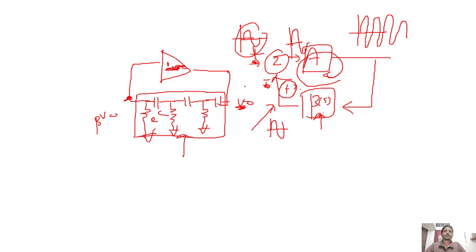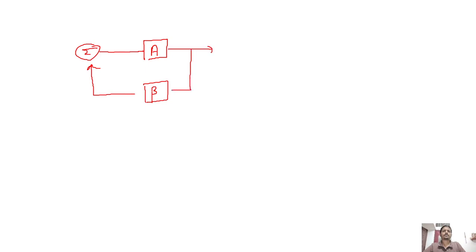Sir, one more thing. Let us take a simple negative feedback with A and beta. A is the forward path gain and beta is the feedback side. And I will draw that feedback, and there is an input. It's a negative feedback, right? Yes, negative feedback.